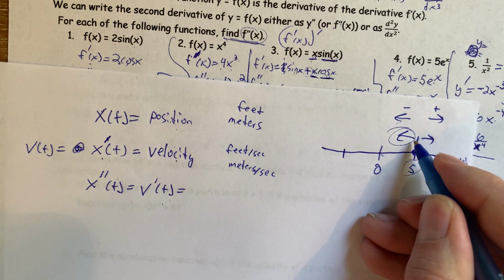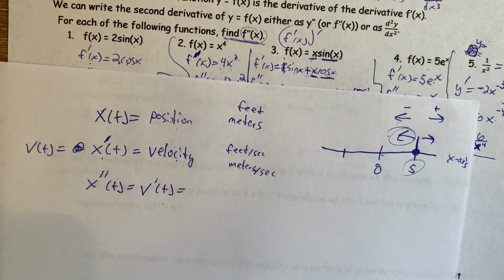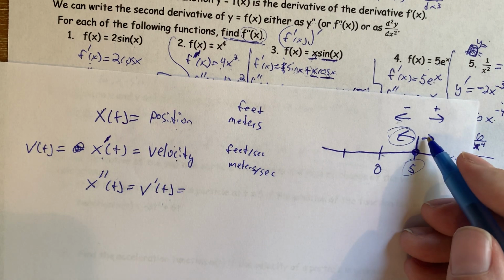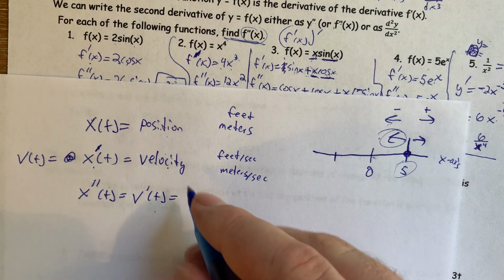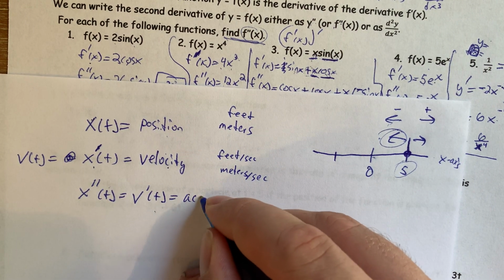So it's like, well, okay, it might be moving to the left, but is it moving to the left faster or slower? Is it moving to the right? Is it moving more and more? Is it moving to the right faster or slower? And this is called the acceleration.